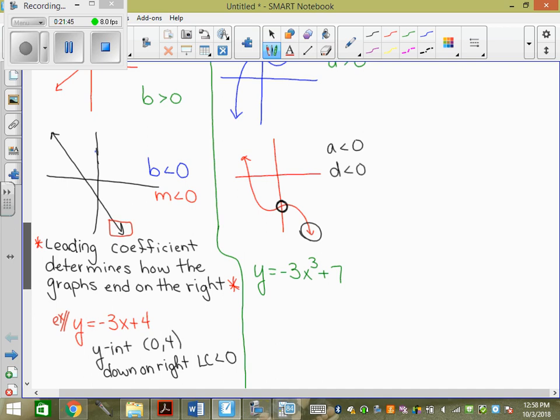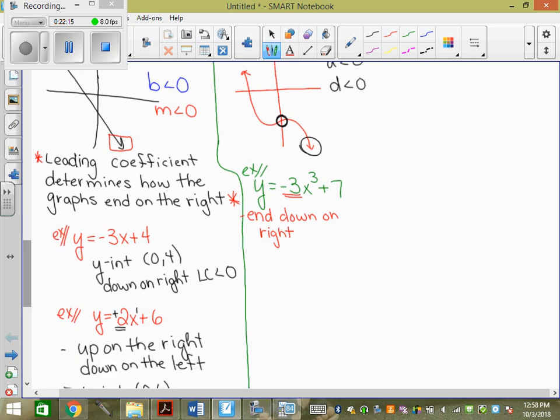My example. I don't have an x squared, I don't have an x, but it's still cubic, correct? You tell me, do I end up or down on the right? Down, why? Because my leading coefficient is less than 0, it's negative, so I end down on the right. What's my y-intercept? Why? My y-intercept is 0, 7 because my constant is just my y-intercept.